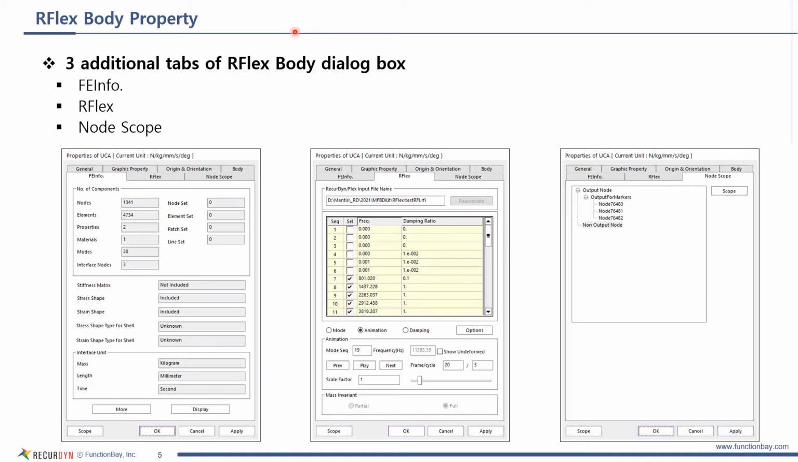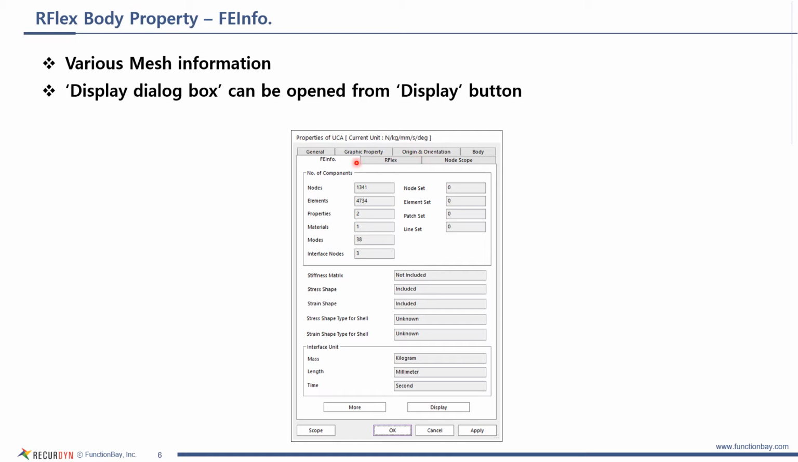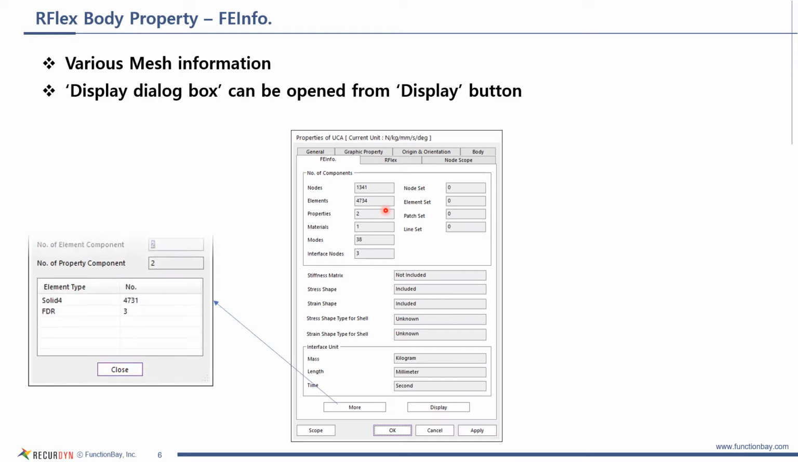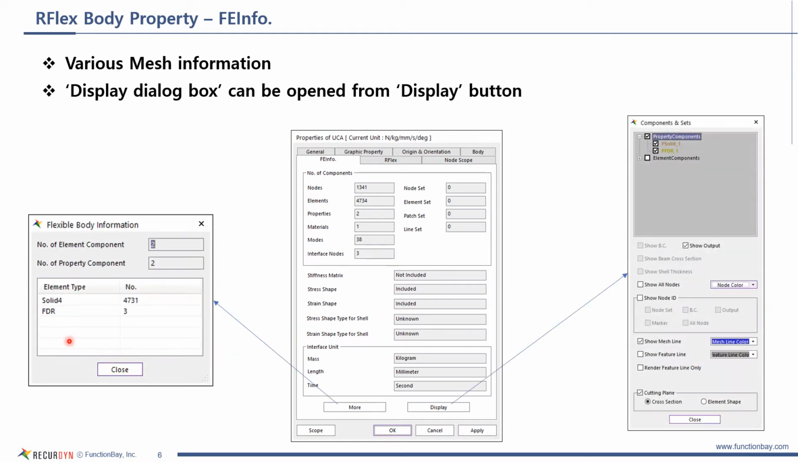In the dialog box of RFlex body, there are three additional tabs that the rigid body does not have: FInfo, RFlex, Node Scope. FInfo shows the mesh information of a flexible body. The number of nodes and the number of elements are displayed. You can also check the number of elements based on each element type. It is possible to open the display dialog box by clicking the display button.